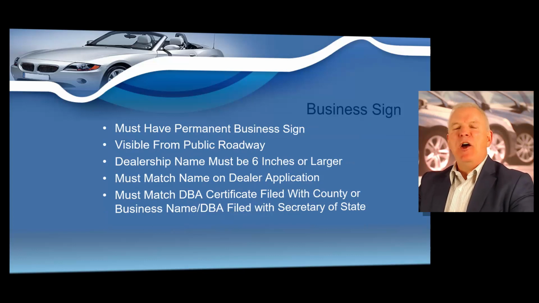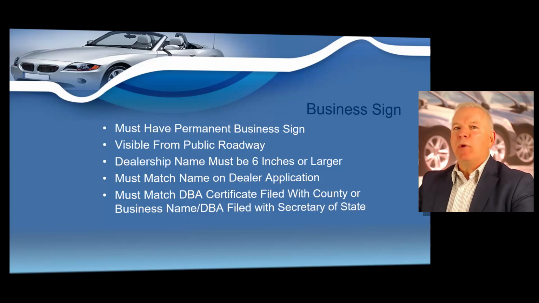Your business sign. You will need a permanent business sign that is visible from the public roadway. The dealership name on the sign must be at least 6 inches high or larger and must match either the DBA certificate filed with the county for sole proprietors and general partnerships, or the business name DBA registered with the Texas Secretary of State if you're opening your business as a corporation, LLC, or an LP. And by the way, we will cover business registrations in just a few moments. The sign must be mounted at the address listed on the dealer application. Your sign must match the exact name of your dealership as it is listed on your dealer's license application.